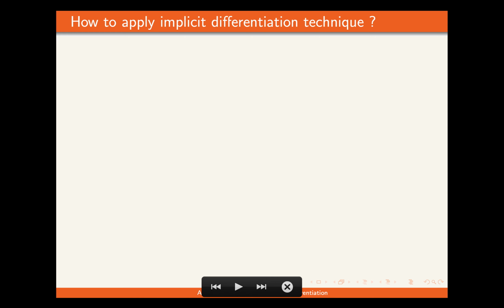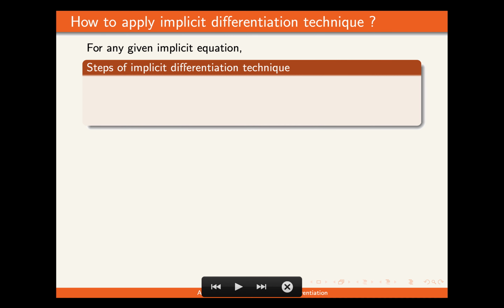How to apply the implicit differentiation technique. For any given implicit equation, we can follow the steps of the implicit differentiation technique. So what are the steps of the implicit differentiation technique?